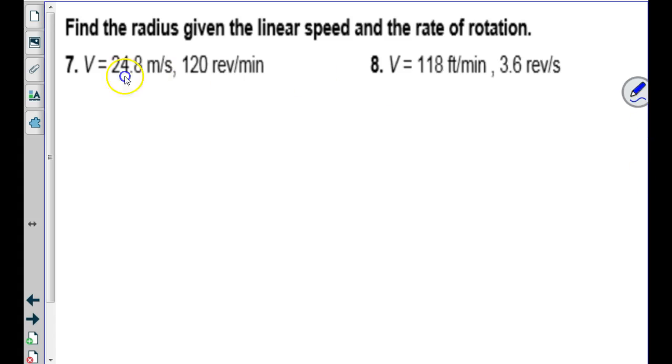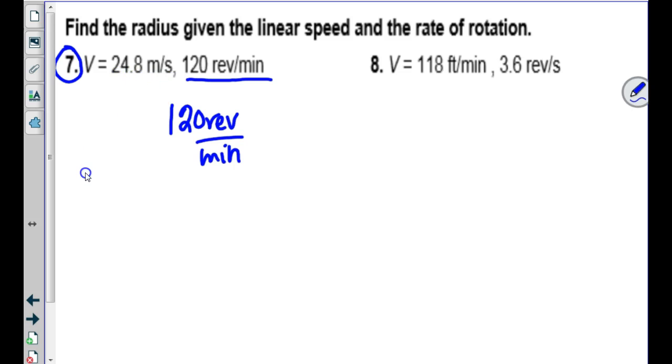Okay. I don't honestly think this is on a quiz either, so we might have one on the homework, so we'll do one of these. It says something is turning 120 revolutions per minute, and we're given a linear speed of 24.8 meters per second. Okay, we've got a mess. Do any of these labels match? No. Do you want to change? Let's change this to seconds. Would that be okay? How would you change this to seconds?